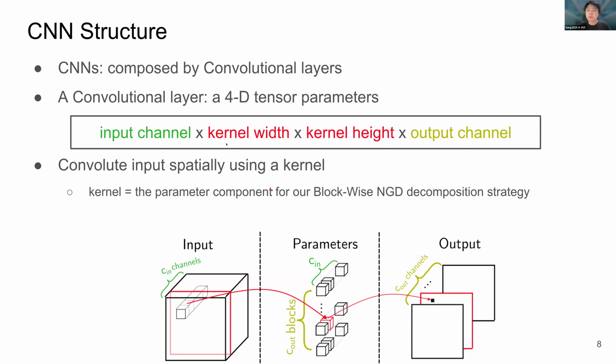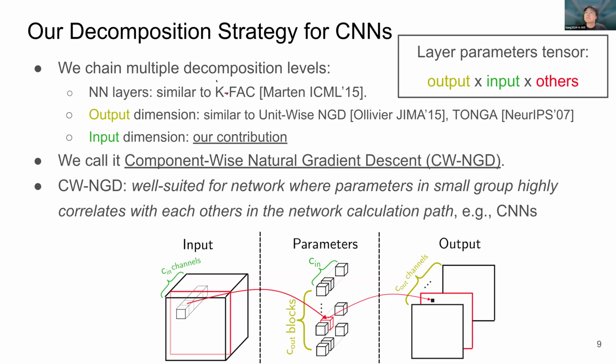So in our proposed methods, we decompose the 4D tensor of the convolutional layers, and I will explain in the next slide. This slide mainly introduces the main contribution of my research. The idea is to chain multiple decomposition levels. We first go with the neural network layers, similar to what has already been explored by other methods named K-FAC, similar to that.